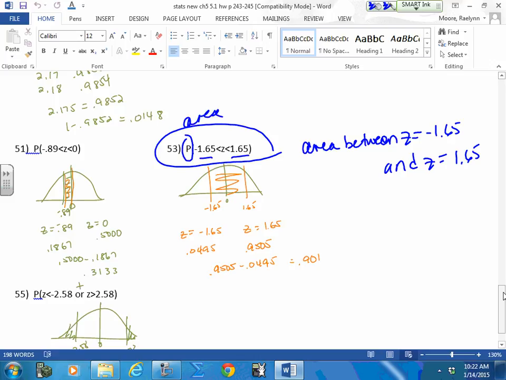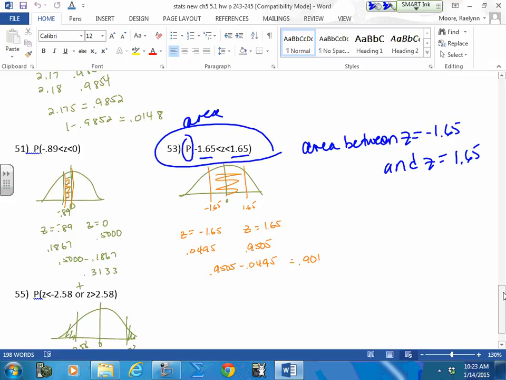Do you always want to subtract it? In between, yes, you're going to subtract your areas, because you want to punch out the piece in the middle. What's the one that means and? They'll usually ask for this piece or this piece. The in between you're going to subtract. Here's an or: I want the left of this guy or the right of this guy. I'm going to add them. Sometimes they use an and statement, sometimes they use an or statement.